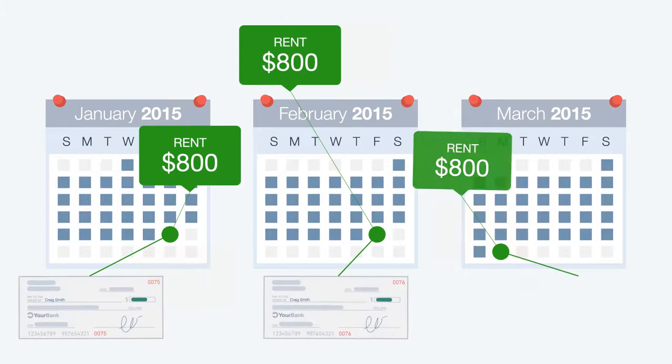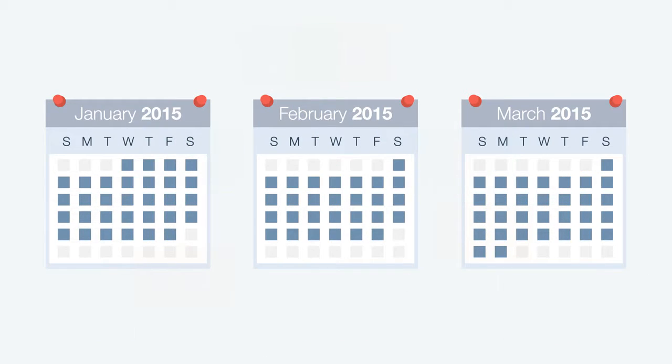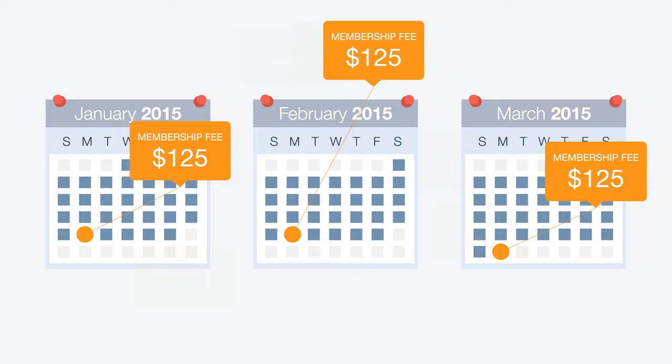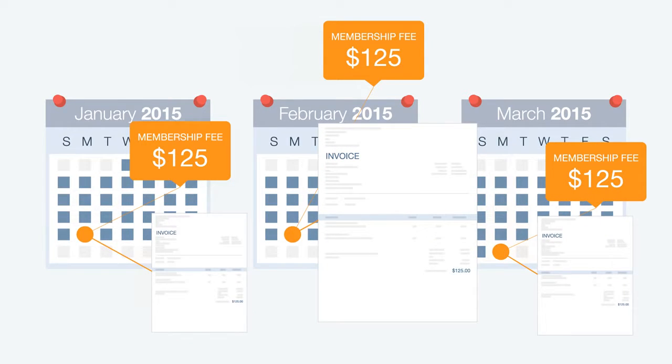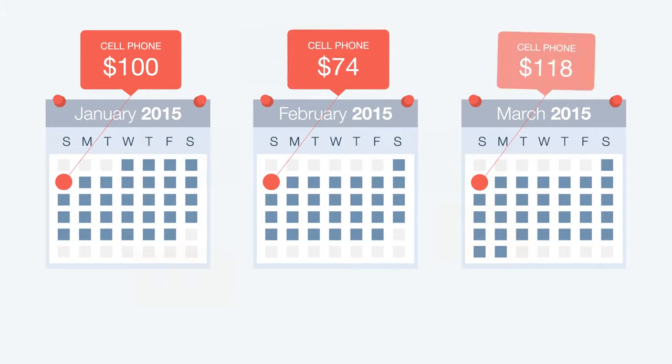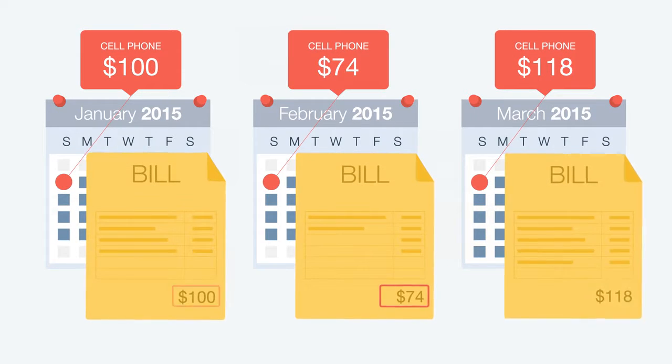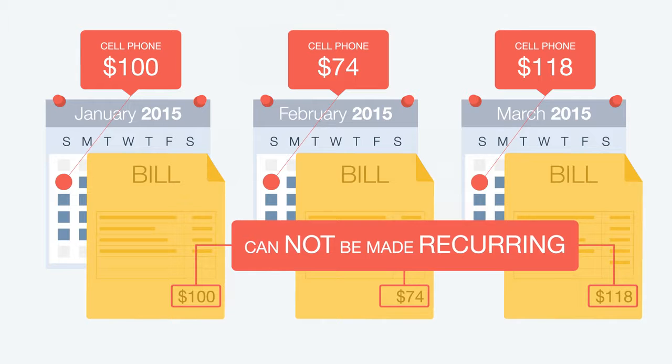You can make rent recurring. If you've got a business like a martial arts studio where customers pay a monthly membership fee, you can make invoices recurring. Transactions that have different amounts every time, like utility and cell phone bills, don't make good recurring transactions.